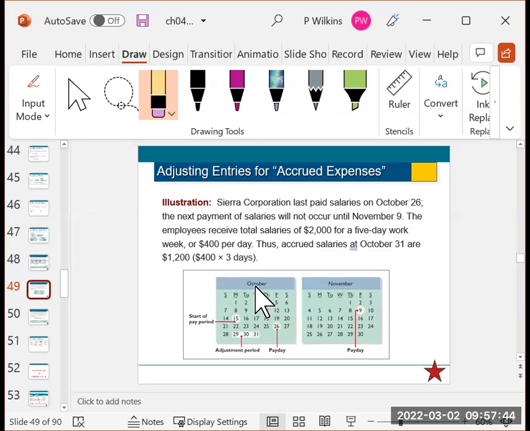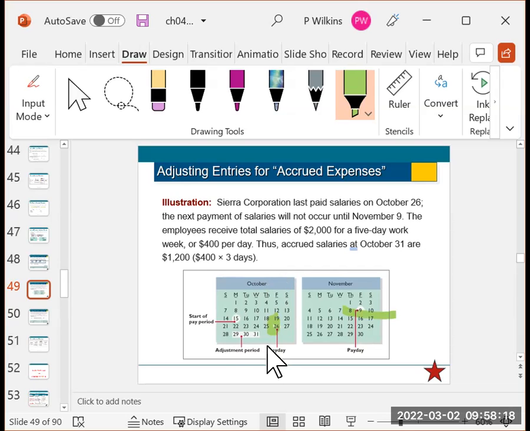Okay, now let's look at this one that has to do with salaries. So Sierra Corporation last paid salaries on October 26th. Okay, so that's right here, right? October 26th. Okay. The next payment of salaries will not occur until November 9th. So that's way over here, November 9th. Okay. The employees received total salaries of $2,000 for a 5-day work week, or $400 per day. Thus, accrued salaries at October 31 are $1,200, $400 times 3 days.